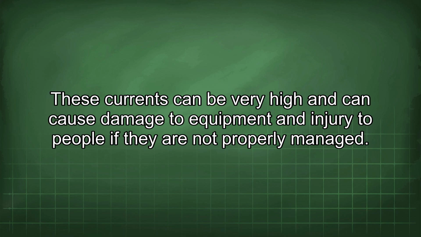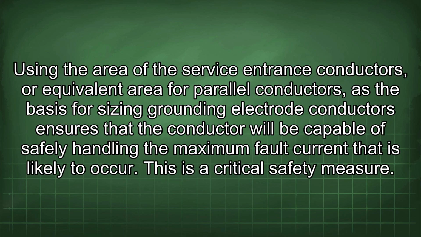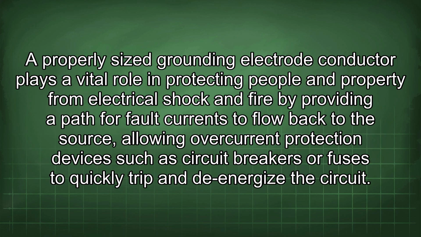properly managed. Using the area of the service entrance conductors, or equivalent area for parallel conductors, as the basis for sizing grounding electrode conductors ensures that the conductor will be capable of safely handling the maximum fault current that is likely to occur. This is a critical safety measure. A properly sized grounding electrode conductor plays a vital role in protecting people and property from electrical shock and fire by providing a path for fault currents to flow back to the source, allowing overcurrent protection devices such as circuit breakers or fuses to quickly trip and de-energize the circuit.